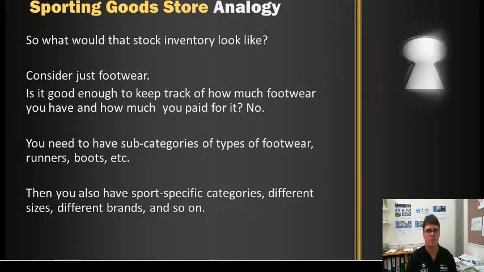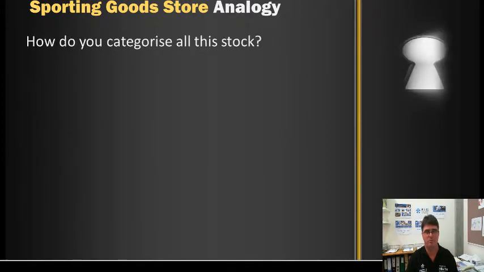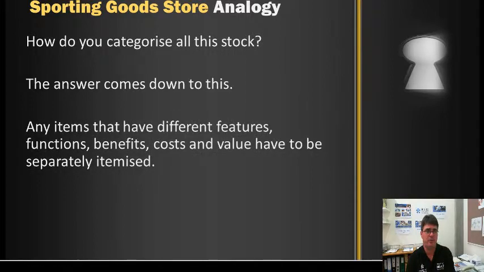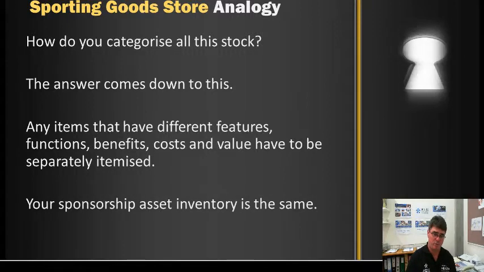So how do you go about doing that? How do you categorise all this stock? Well, there's a pretty simple answer. Any items that have different physical features, different functions, different benefits to the consumers, which lead to different costs and values, all have to be separately itemised. The same thing goes for your sponsorship inventory.